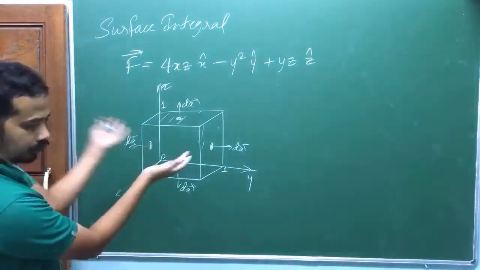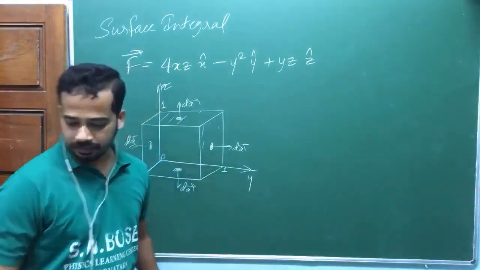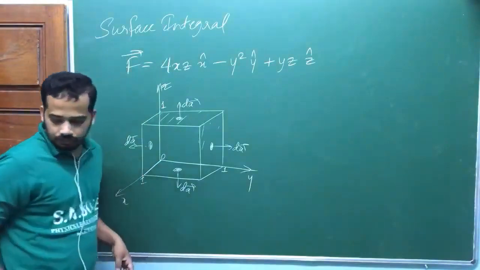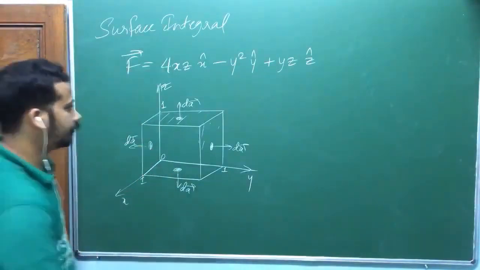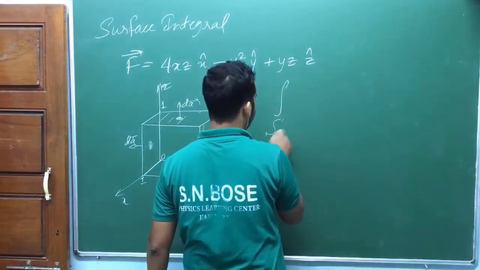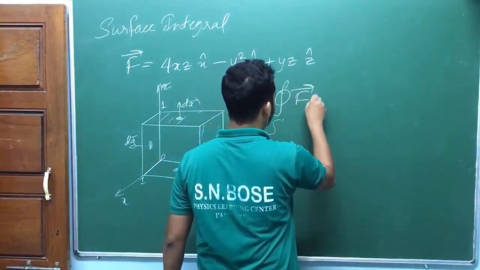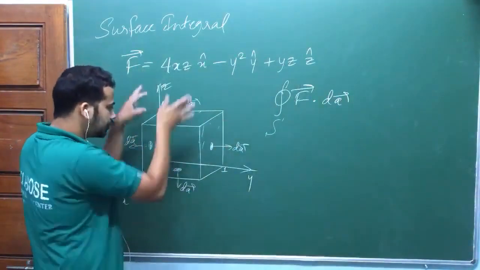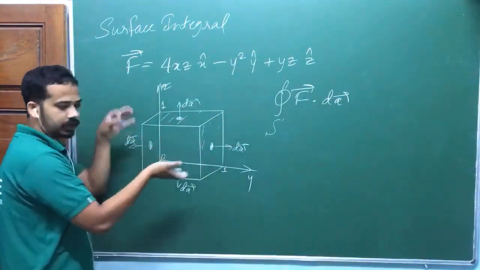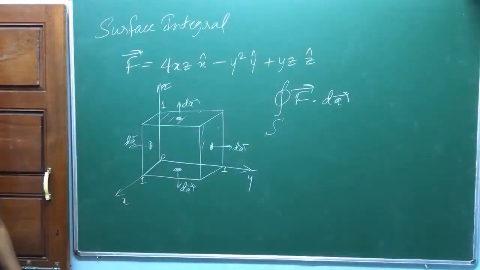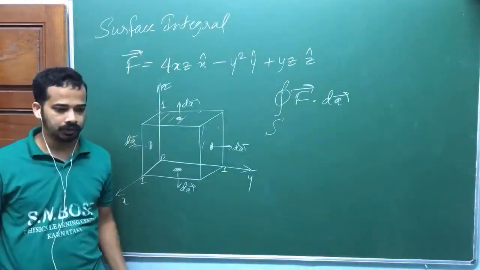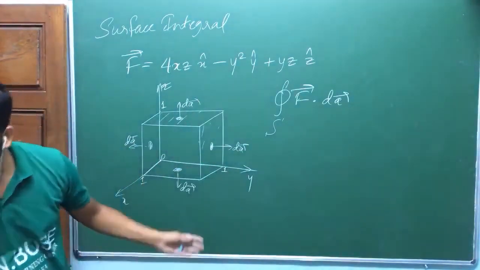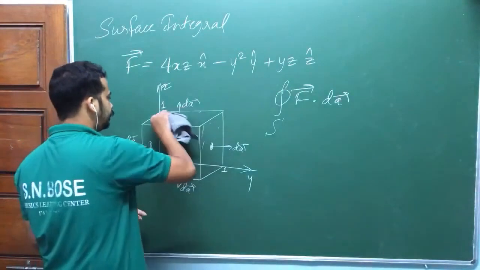Once I know that it is closed surface, I know what is its dA vector direction. Now if you want to do the closed surface integral of this vector field, F bar dot dA bar, you need to divide the surface into different parts because you have different planes. Total 6 square shaped planes you have, am I right? You have to divide that surface integral into 6 parts. Let me just explain some of them.